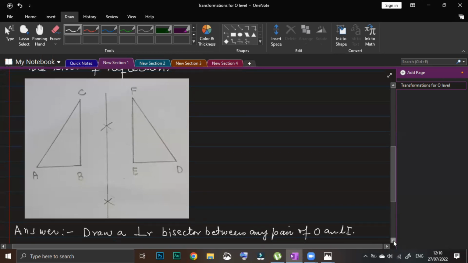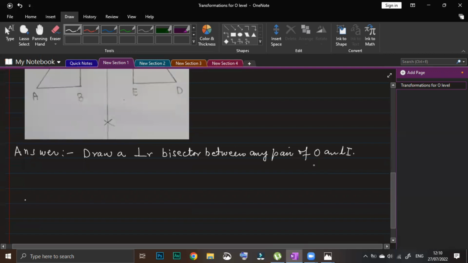We can draw a perpendicular bisector between A and D. We can also draw a perpendicular bisector between B and E and also C and F. We need one perpendicular bisector. O means object and I means image.